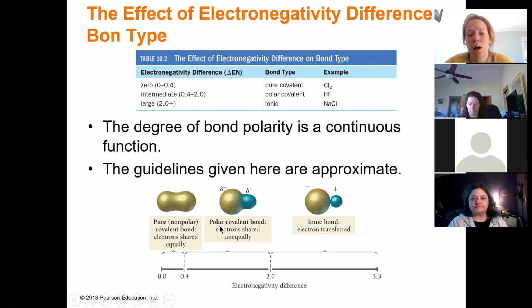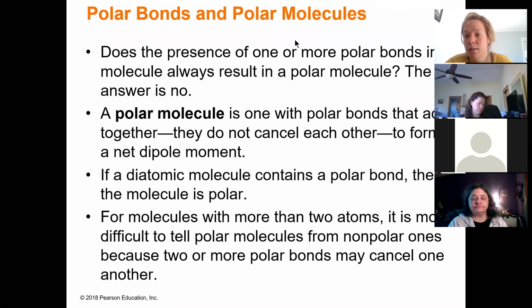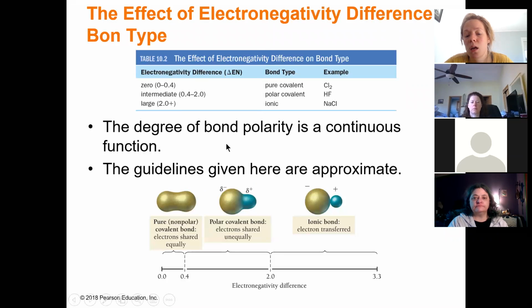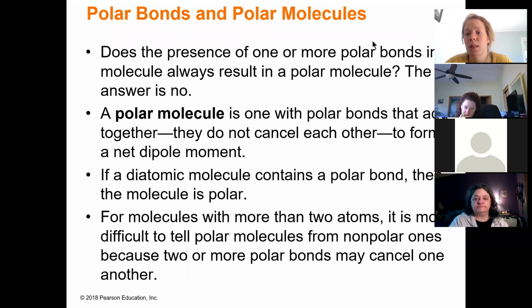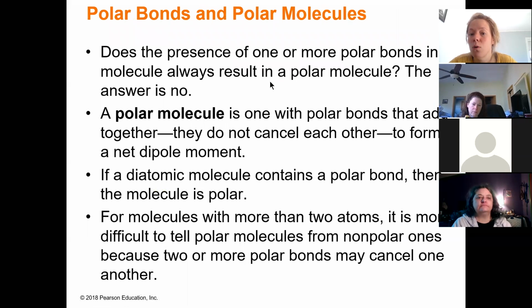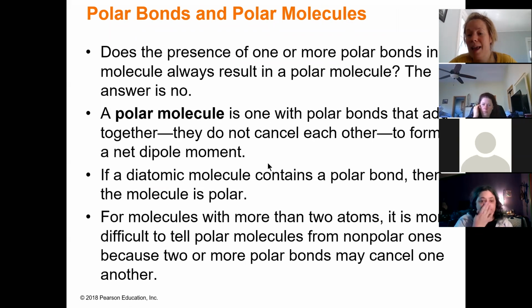So back to how this has an effect on a molecule being polar. If you have a bond that's polar, like 2 adjacent atoms aren't sharing the electrons equally, that doesn't necessarily mean that the molecule is polar. Does the presence of one or more polar bonds in a molecule always result in a polar molecule? Not necessarily. A polar molecule is one where the polar bonds, when you add them together, don't balance or cancel each other out. So you get a net asymmetry.